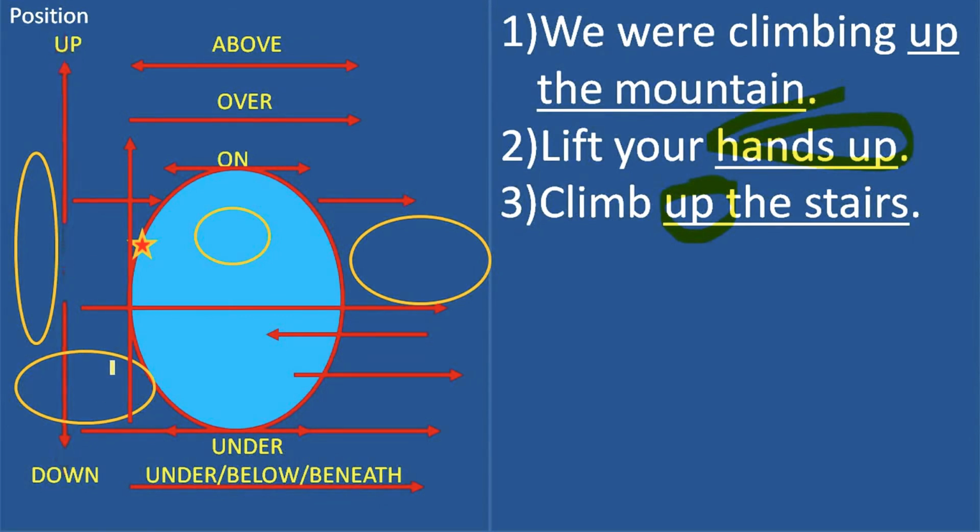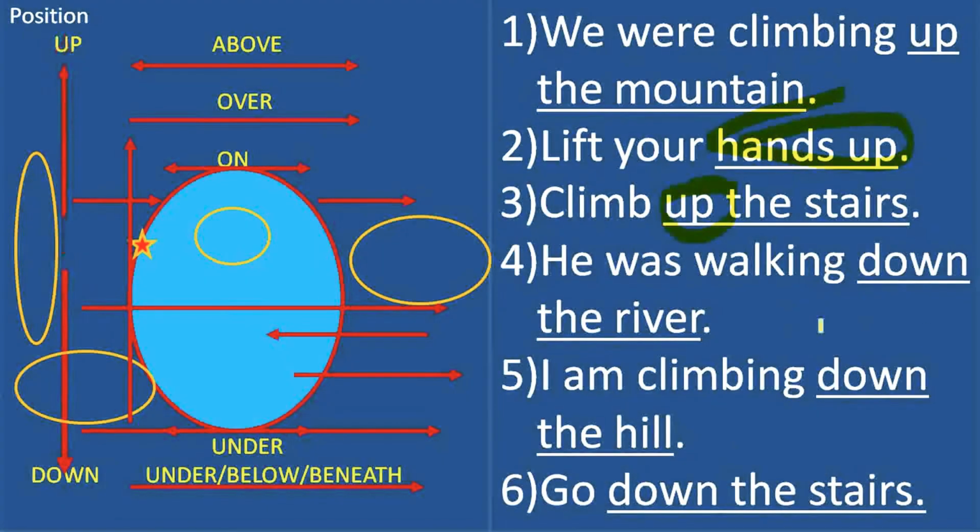Next, here is an arrow which is directing down. Okay. When we direct something about down, that time we use down. For example, he is walking down the river and climbing down the hill, go down the stairs. Here our direction, our motion is down. Okay. If you notice both arrows, you will be clear about up and down. Up and down direct the motion or our speed.